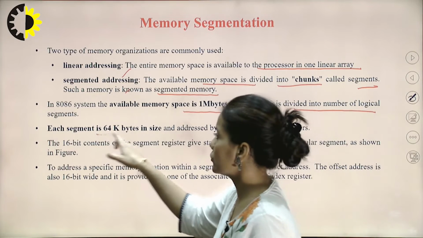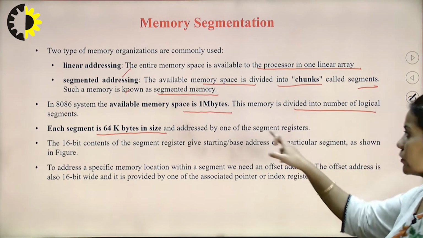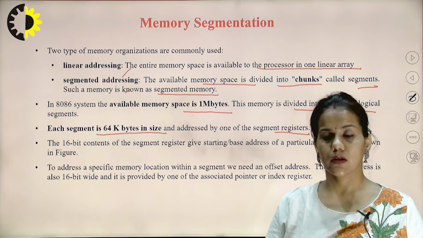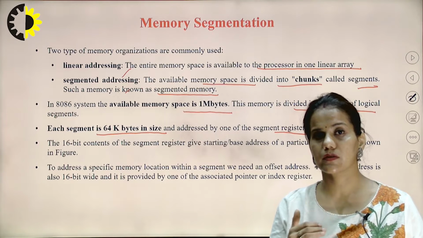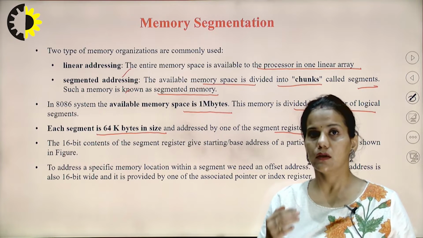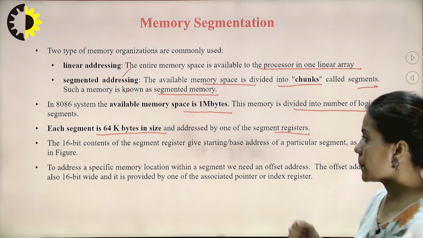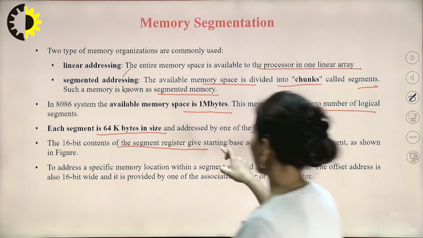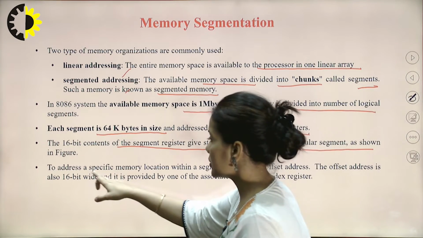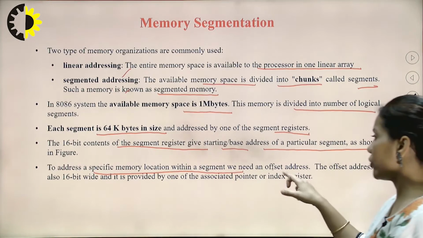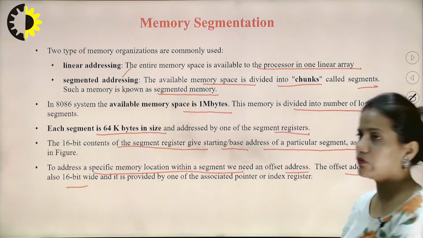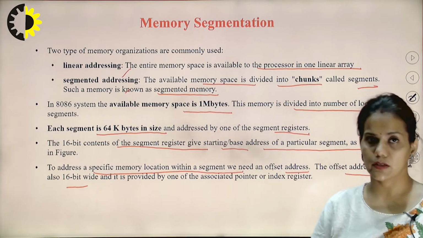Each segment is 64 KB in size and is addressed by one of the segment registers. As I have already discussed in the previous lecture, the segment register holds the upper 16 bits of the base address of a memory segment. The 16-bit contents of the segment register give the starting or base address of a particular segment. To address a specific memory location within a segment, we need an offset address. The offset address is also 16 bits wide, and it is provided by one of the associated pointers or index registers.